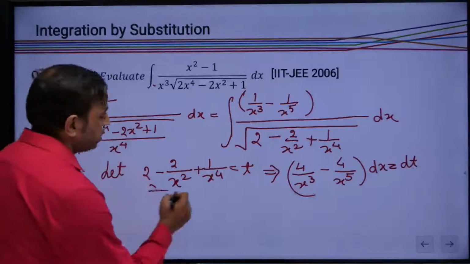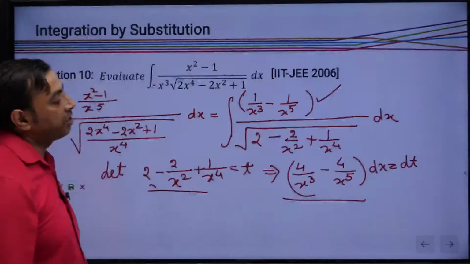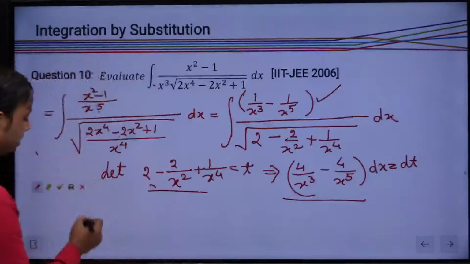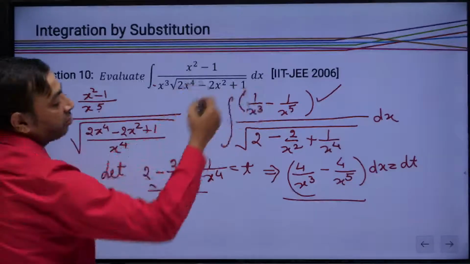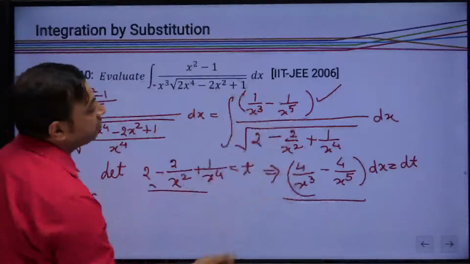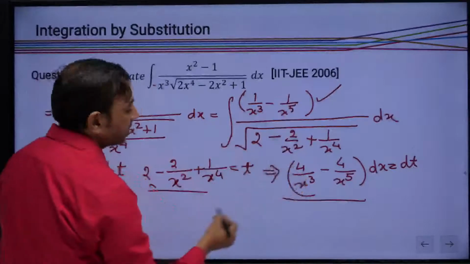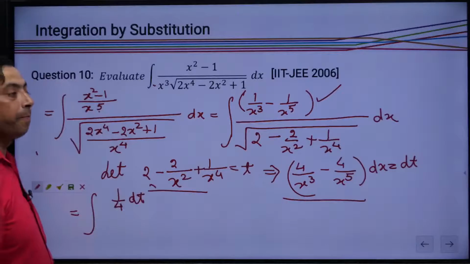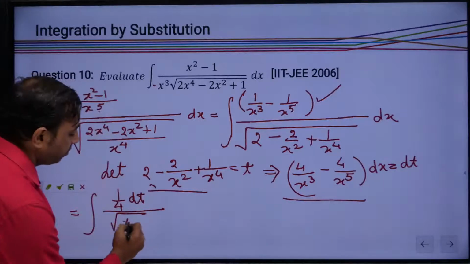So by using these two substitutions, this numerator can be converted into dt and the denominator can be converted into t. So what is the next step we have received? 1 upon x cube minus 1 upon x to the power 5, we can take 4 out from here and that can be transferred to the right side. We receive 1 upon x cube minus 1 upon x to the power 5 dx is 1 upon 4 dt, divided by square root of t.